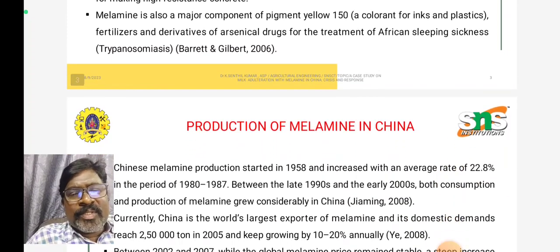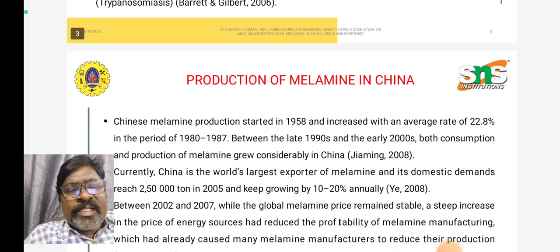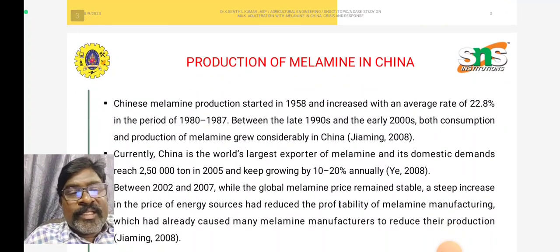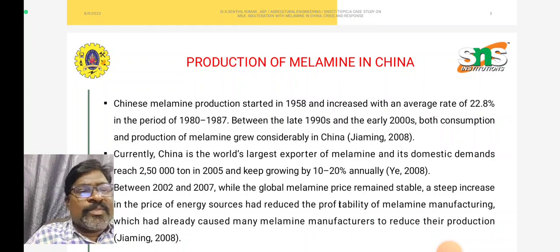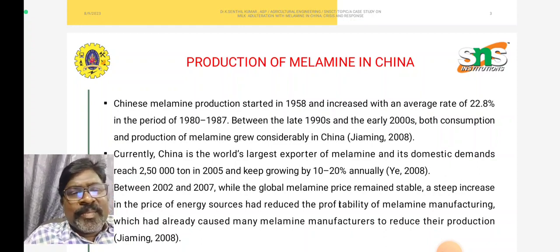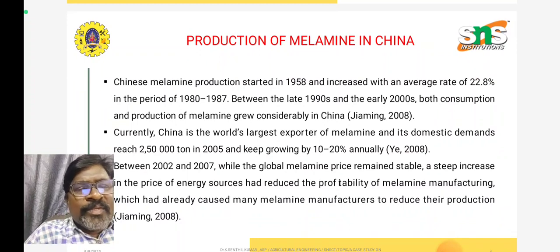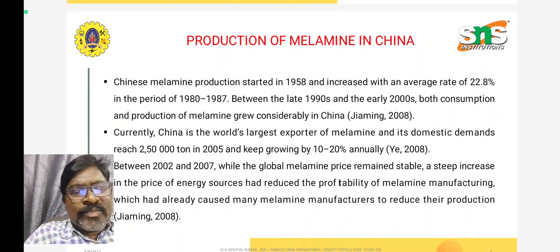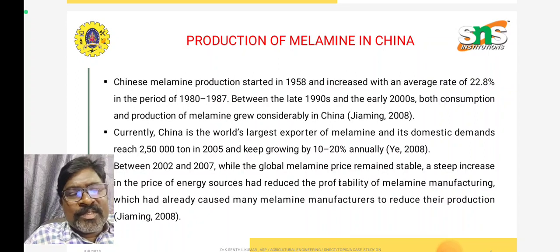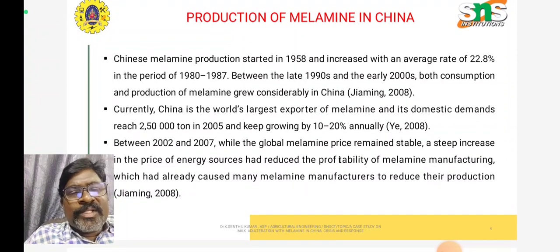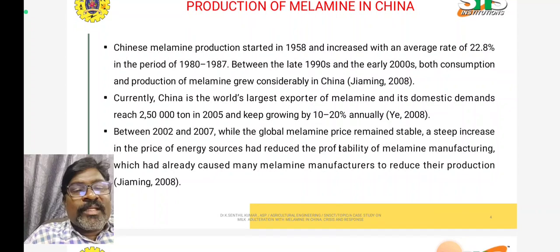Now let us see the production of melamine in China. China's melamine production started early in 1958 and increased with an average of 22.8% in the period of 1980 to 87. Between the late 1980s and the early 2000s, both consumption as well as production of melamine grew considerably in China. Currently, China is the world's largest exporter of melamine and its domestic demand reached around 2,50,000 tons in 2005 and keeps growing by 10 to 20% annually.